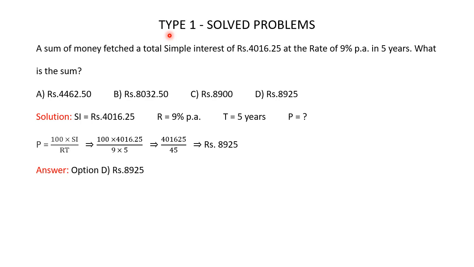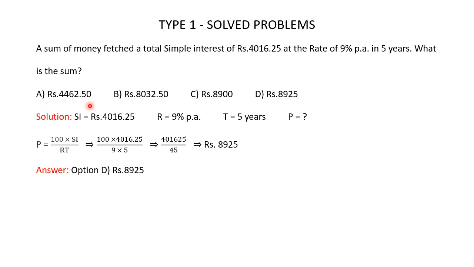Let's solve a few problems of type 1 where the simple interest, the rate of interest and time are given and you are asked to calculate the principal. A sum of money fetched a total simple interest of rupees 4016 and 25 paise at the rate of 9% per annum in 5 years. What is the sum?